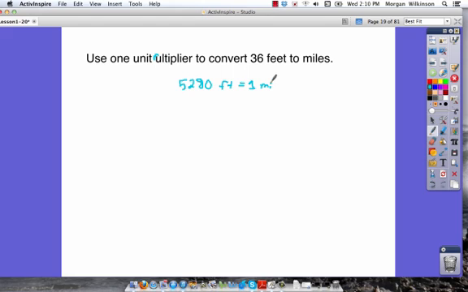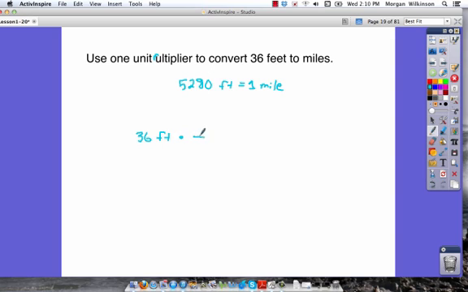You live in the Mile High City, or you live very close to the Mile High City of Denver, which is about 5,280 feet elevation. That's a conversion or a unit multiplier that we need to know. So if we want to convert 36 feet to miles, we can say 36 feet. We're going to use 1 unit multiplier.